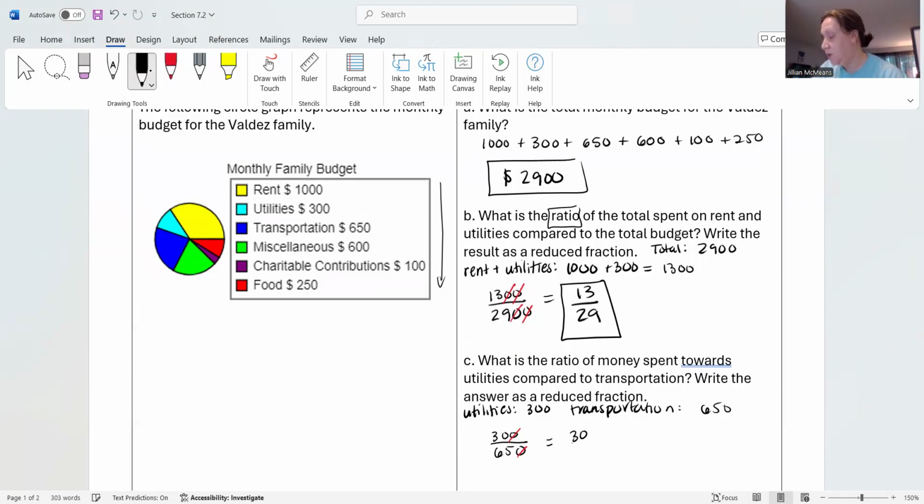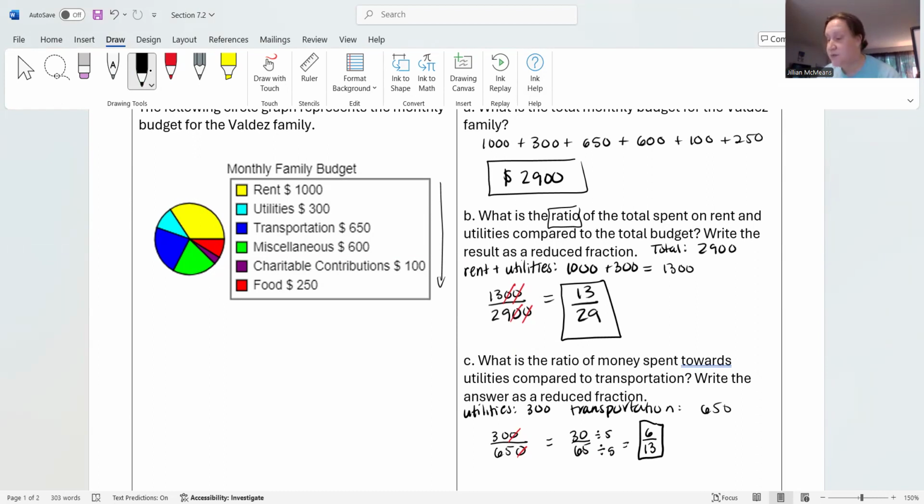So then we're comparing 30 to 65. And if numbers end in 0 or 5, they're divisible by 5. So these are both divisible by 5. Let's see what we get. So 30 divided by 5 is 6. 65 divided by 5, you may need to do a little side work or you can use your calculator, but 65 divided by 5 is 13. So the final ratio is 6 to 13.